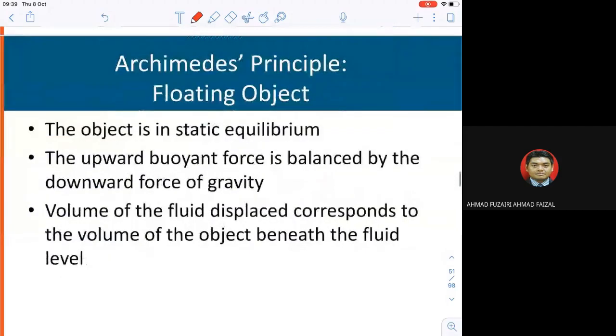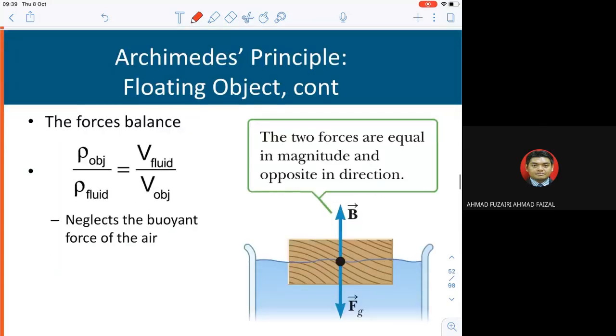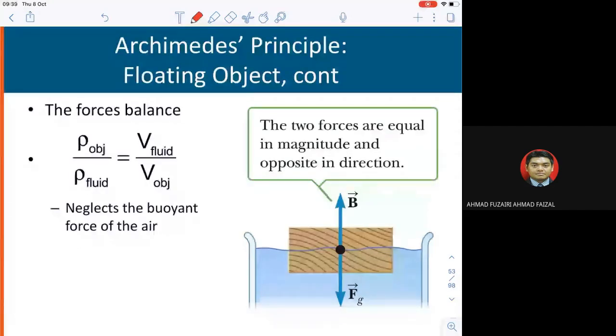Okay, for the floating object, the object is in static equilibrium. The word is static equilibrium. So the upward buoyant force is balanced by the downward force. This one is FB equivalent to W object, meaning that the buoyancy force is equivalent to the weight of the object. The volume of the fluid displaced corresponds to the volume of the object beneath the fluid level. So in this part, we can calculate the floating objects, where the forces balance.